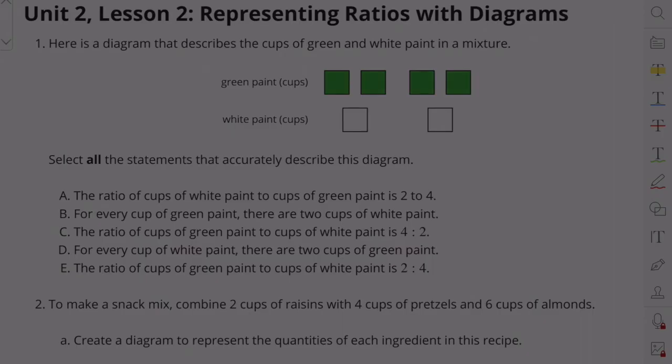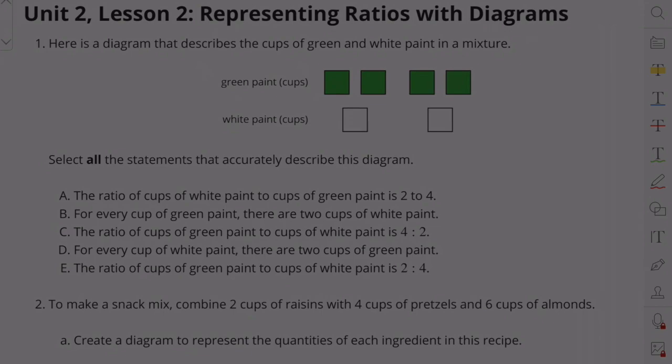Unit 2, Lesson 2, Representing Ratios with Diagrams. Number 1. Here is a diagram that describes the cups of green and white paint in a mixture. Green paint cups, there's 4 of them. White paint cups, there's 2 of them. Select all the statements that accurately describe this diagram.